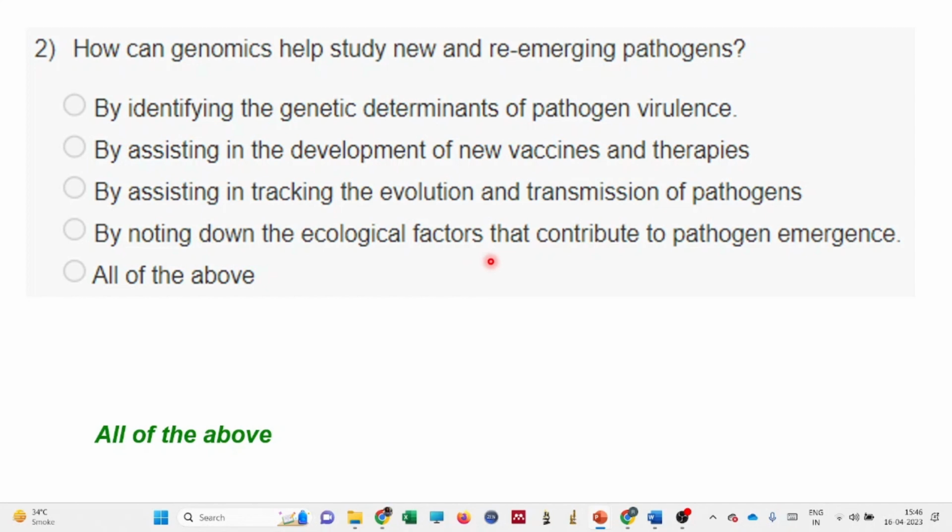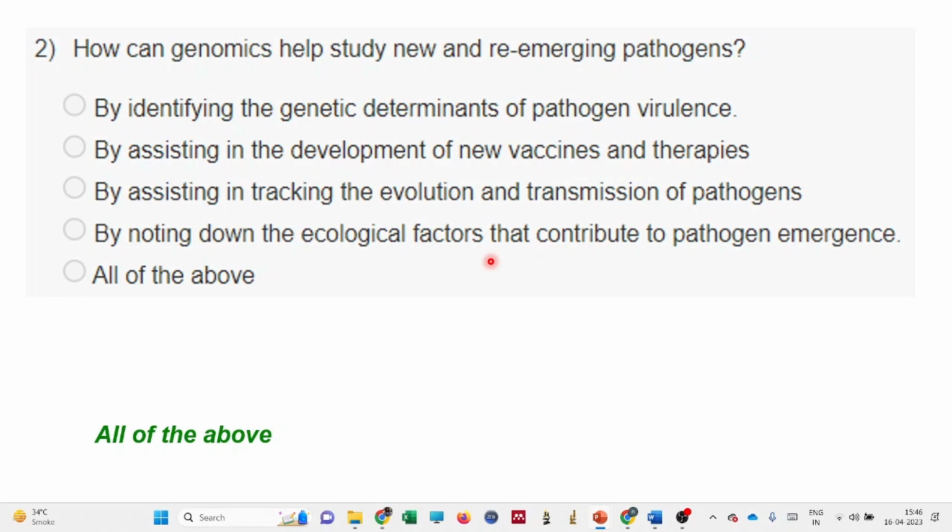Genomics can help identify the ecological factors that contribute to pathogen emergence, because as you know, pathogens can emerge as a result of various ecological factors, such as changes in land use, deforestation, climate change, human migration, and population growth. All of these factors are very responsible for the emergence of new pathogens, and genomic analysis can provide insights into the genetic diversity, adaptation, and transmission of pathogens in response to these ecological factors.